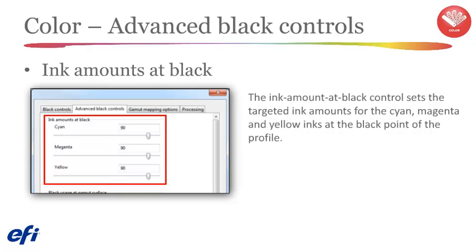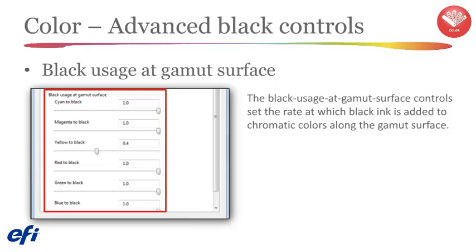On the Advanced Black Controls tab, you will first find the Ink Amounted Black controls. These three sliders can be used to limit the amount of cyan, magenta, and yellow ink used at the black point of the profile. Below these sliders, you will find six additional sliders used to control where black ink will be added to create darker primary colors. Moving these sliders to the left will start black ink later, moving black ink out of saturated colors.